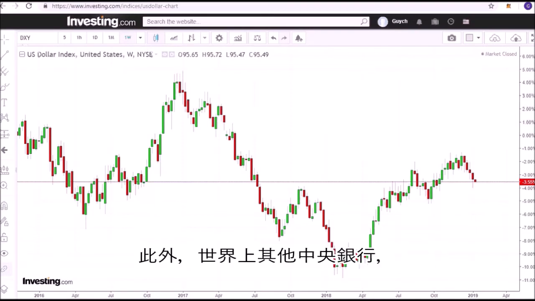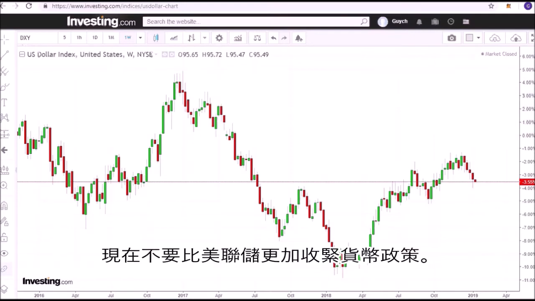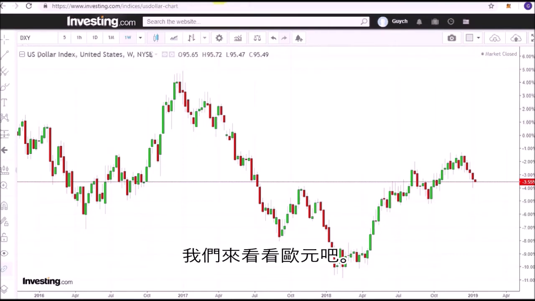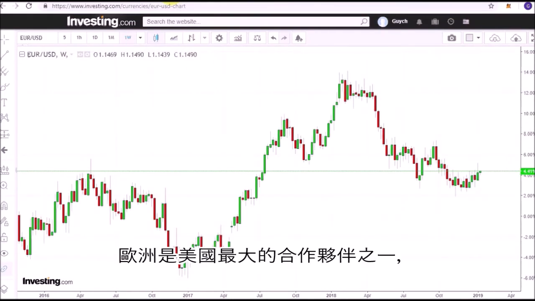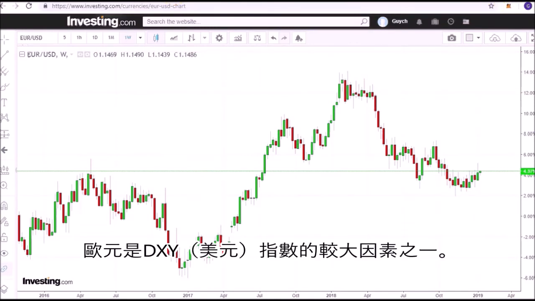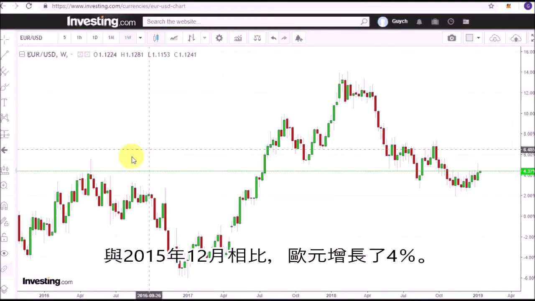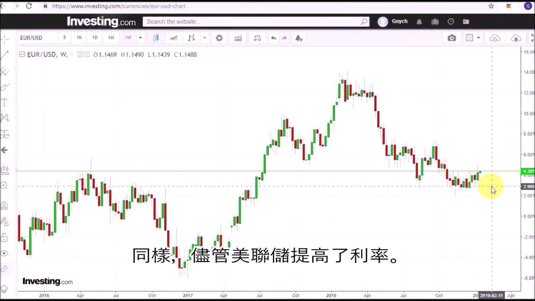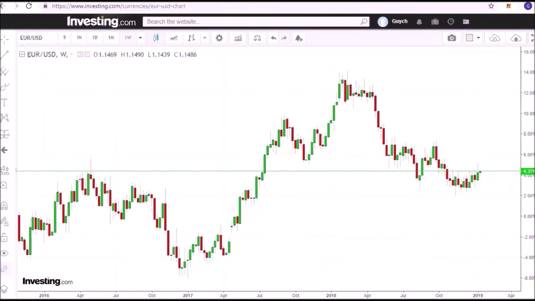And it's not like any other central bank in the world is tightening more than the Fed at the moment. Let's look at the Euro, for example. That's one of the largest partners for the US and one of the bigger contributors to the DXY index. Compared to December 2015, the Euro has grown by 4%. Again, although the Fed has increased the federal funds rate.